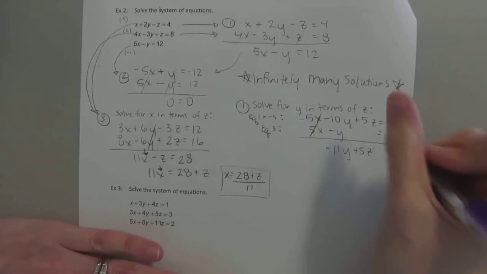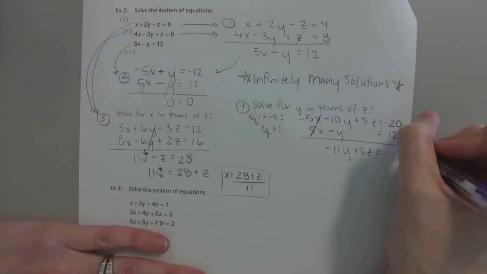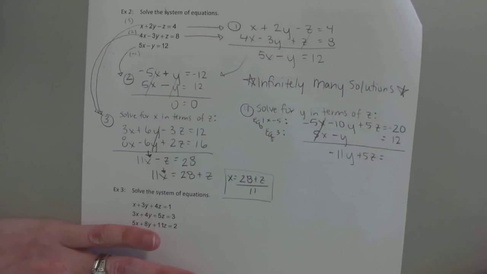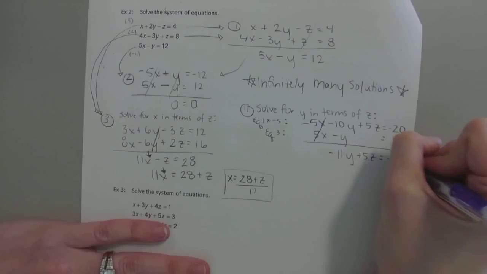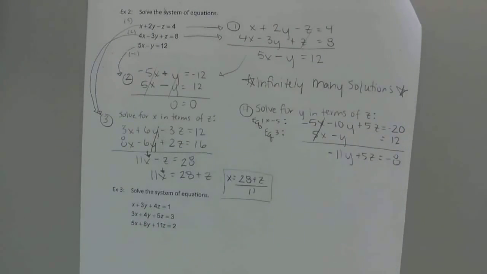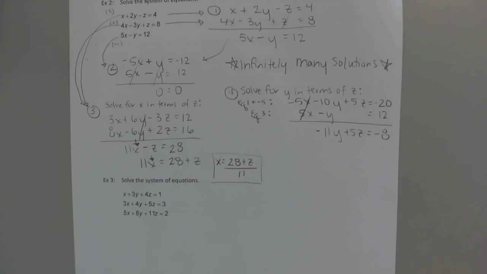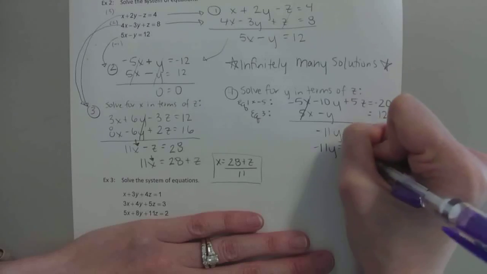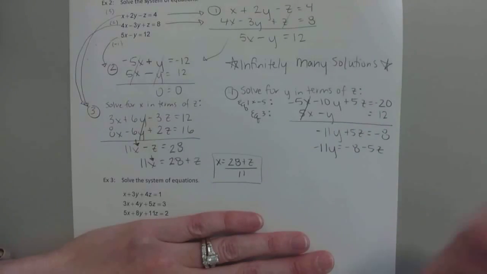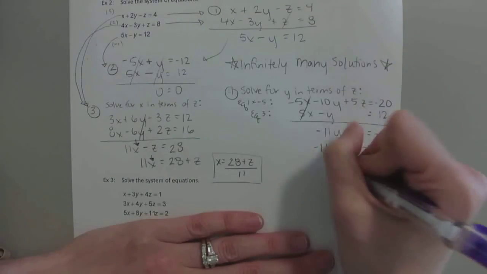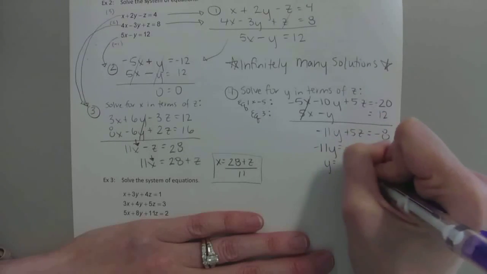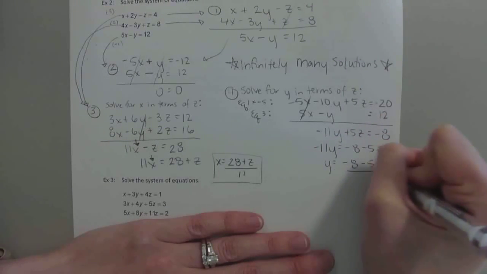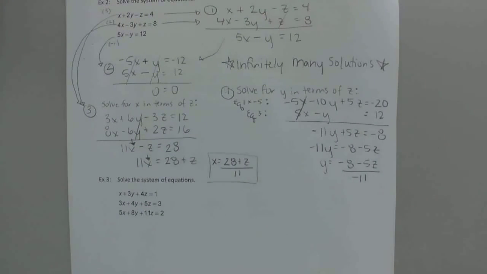The x's cancel, which will leave us with how many y's? Negative 11. And how many z's? Just 5z, because technically you can write that as 0z there if you want, equals negative 8. Is that right? And again, guys, the whole idea is to get y isolated in terms of z. You subtract the 5z over, so this is negative 11y equals negative 8 minus 5z.